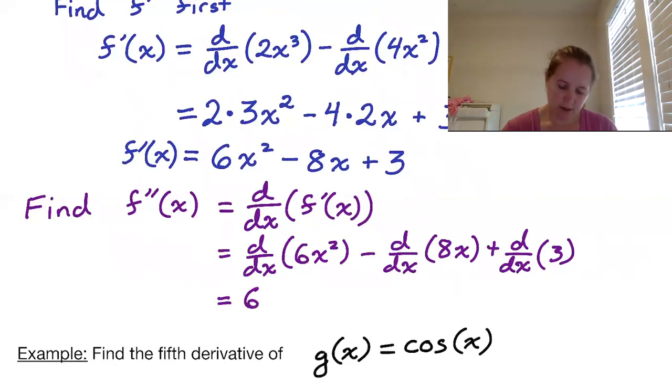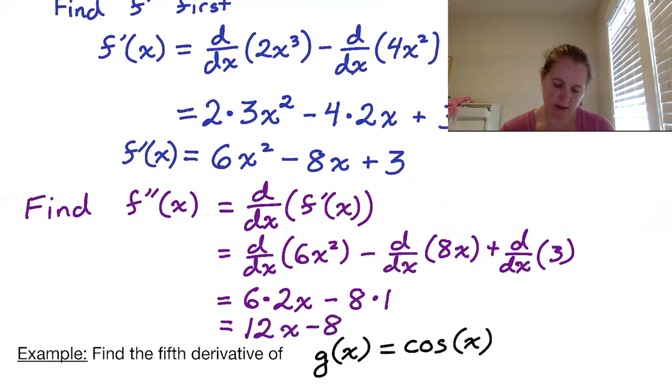Our scalar comes out, x squared now becomes 2x. Pull the 2 out front, drop the power by 1. And then pull the scalar, we have minus 8, derivative of x is just 1. Again, x to the 0th is 1. So we wind up with 12x minus 8. This is our second derivative of x.